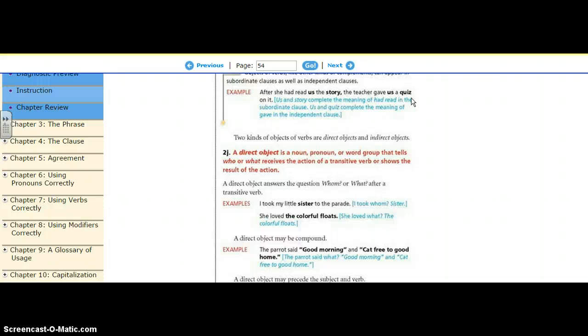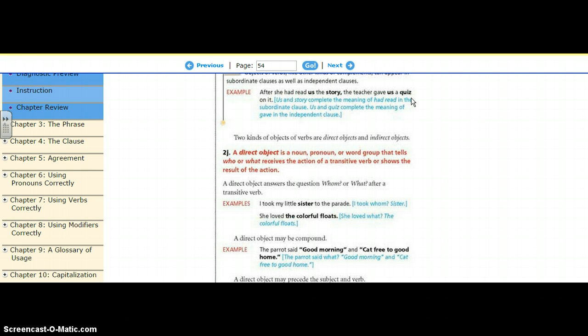A direct object is a noun, pronoun, or word group that tells who or what receives the action of a transitive verb or shows the result of the action. A direct object answers the question whom or what after a transitive verb. The examples: I took my little sister to the parade. I took whom? Sister. She loved the colorful floats. She loved what? The colorful floats.